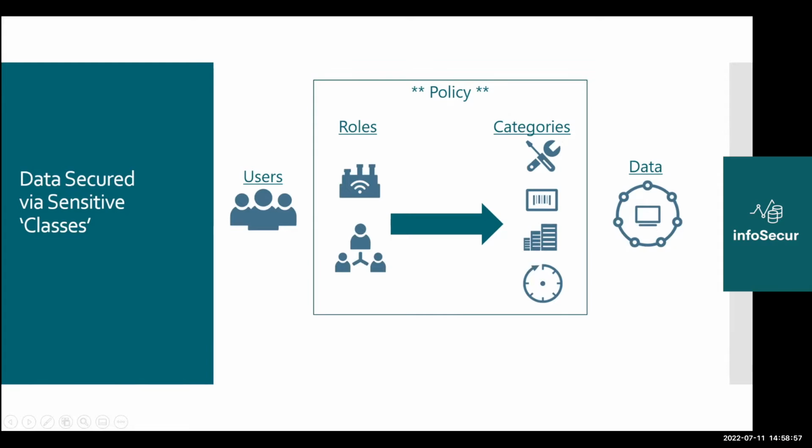So the whole point of this demonstration today is going to be to create a policy that maps data categories with the users via the roles that those users play. And we're going to use the term class to define sets of values that make up these categories.